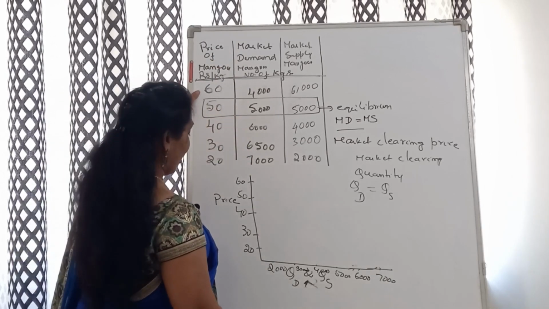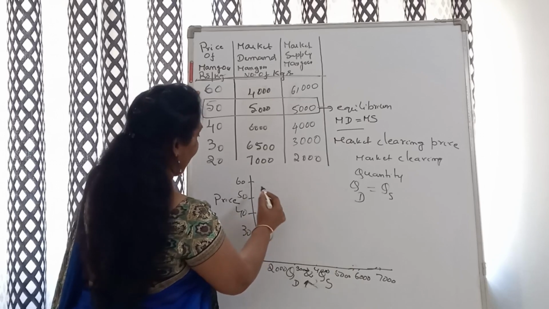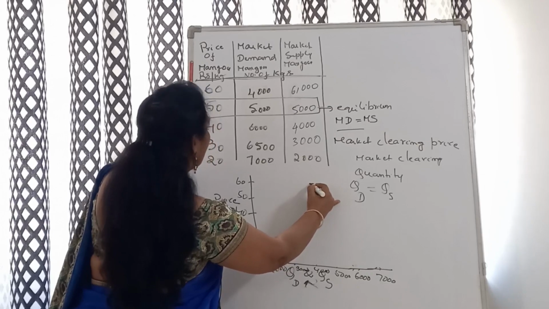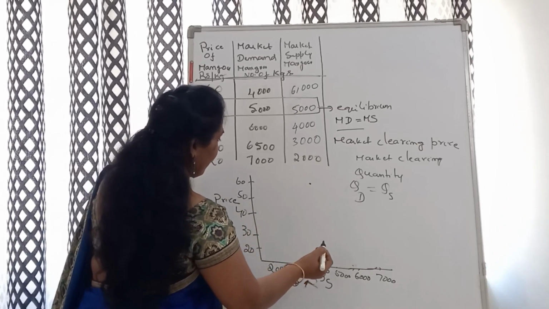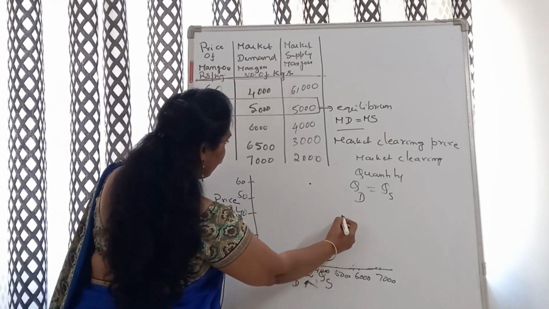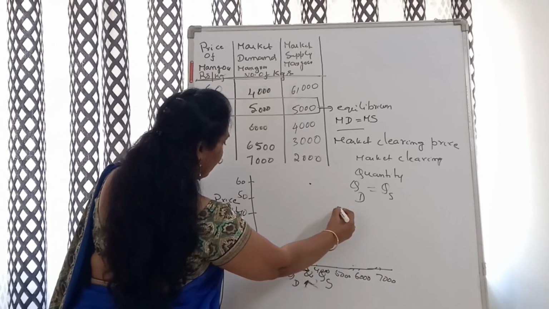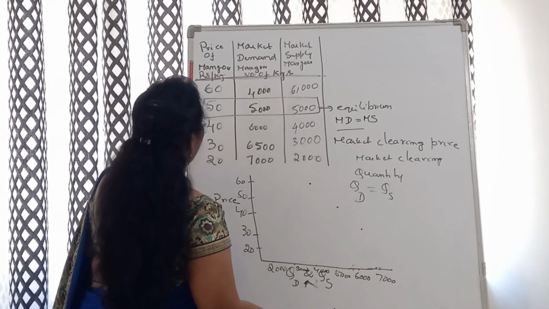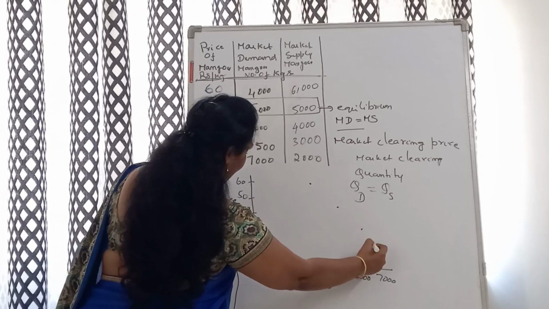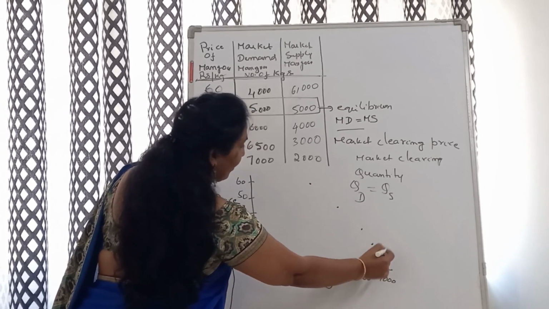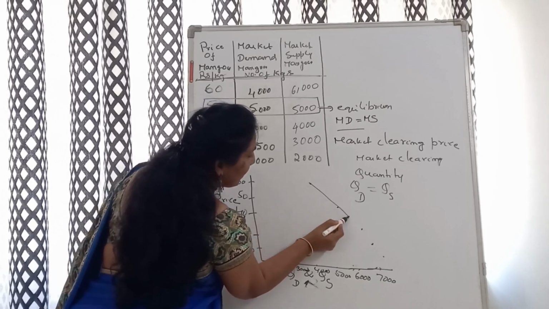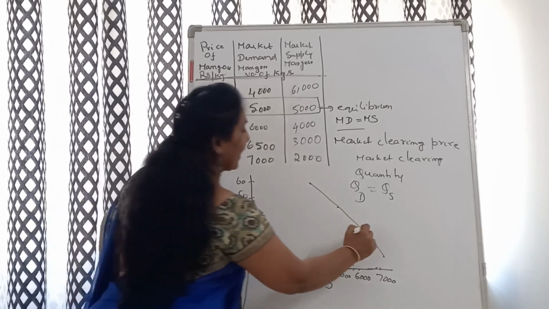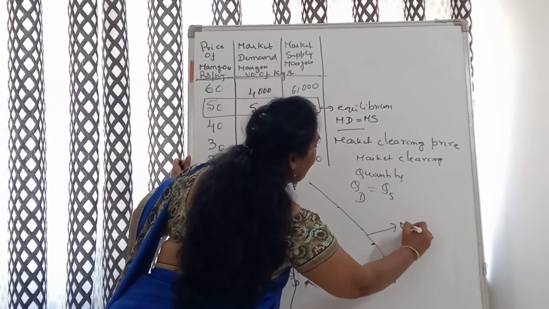At 60, what is the market demand? At price 60, market demand is 4000. Here there is a point. At price 50, market demand is 5000. At 40, it is 6000. At 30, it is 6500, somewhere here. At 20, it is 7000. If we join the points, you will get a curve called the market demand curve. This is the market demand curve.